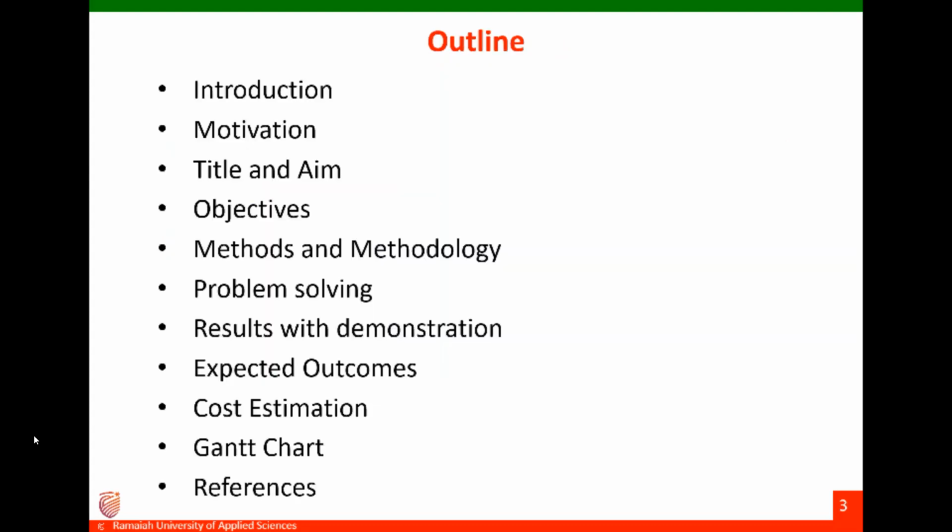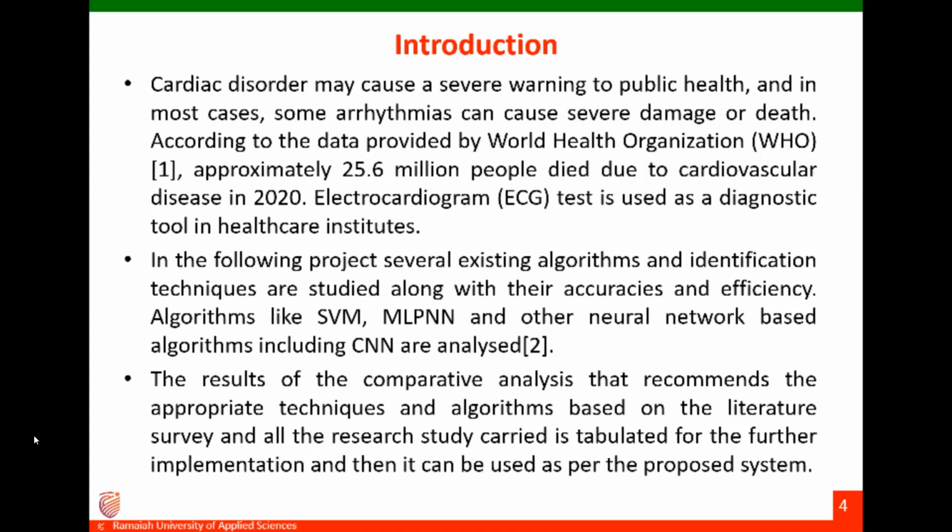The outline of the project is covered from introduction to motivation, title and aim, including the objectives and their methods and methodologies, problem solving with the implementation, results with the demonstration, expected outcomes, cost estimation, Gantt chart, and references at the last. So let's introduce the topic, the overview of the project, and the possible things we are going to do.